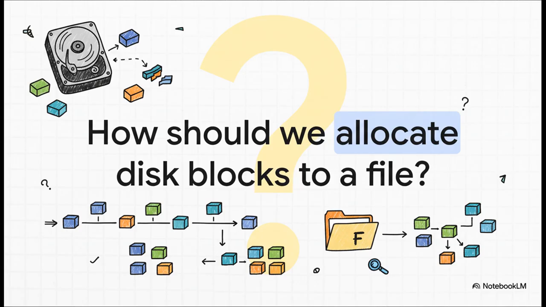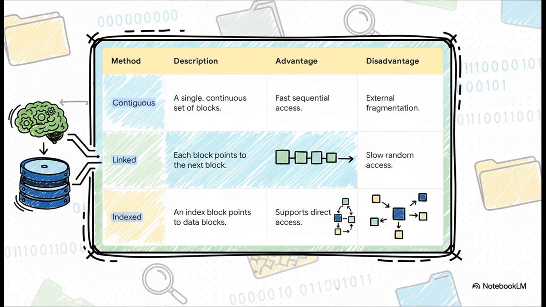But this leads to a really big question for anyone designing an operating system. A single file can be huge, made up of thousands of little disk blocks. So how should the OS actually arrange those blocks on the physical disk? And this isn't just some minor detail. It's a massive design choice that makes the difference between a system that feels lightning fast and one that feels sluggish and slow. Let's break down the 3 main ways to do it.